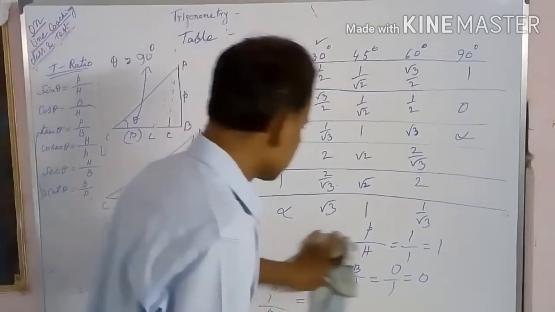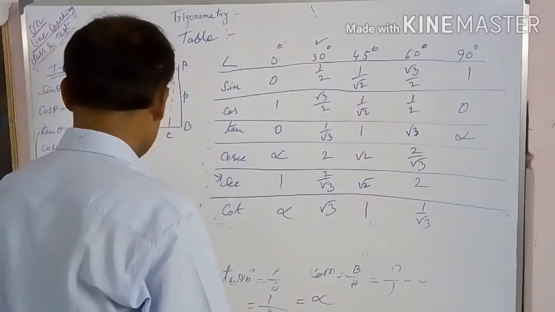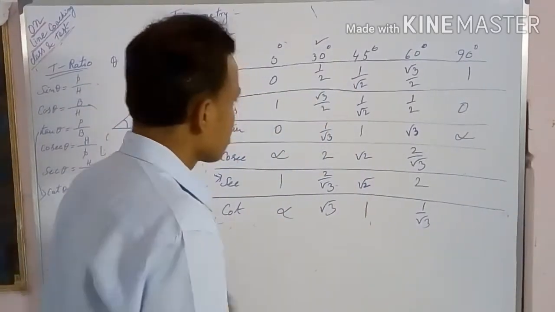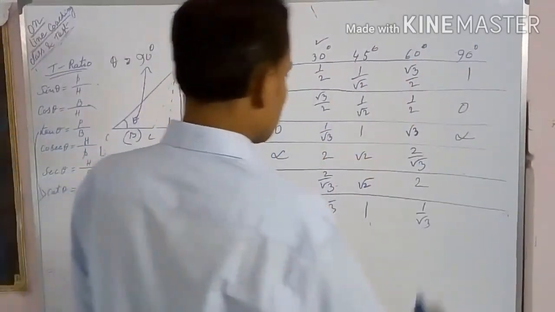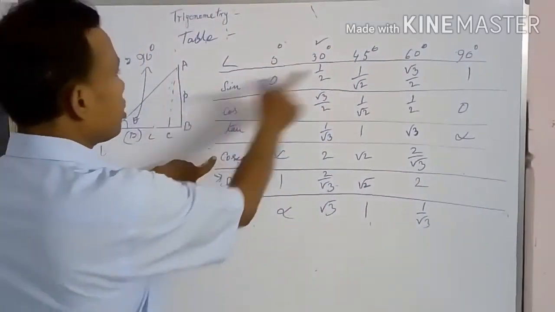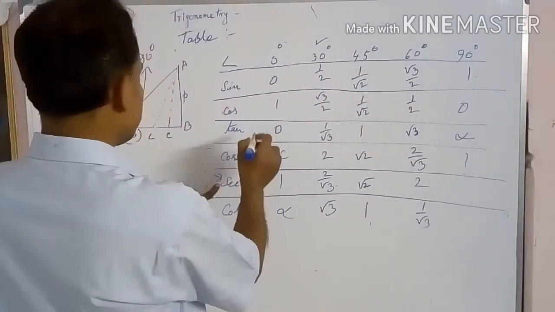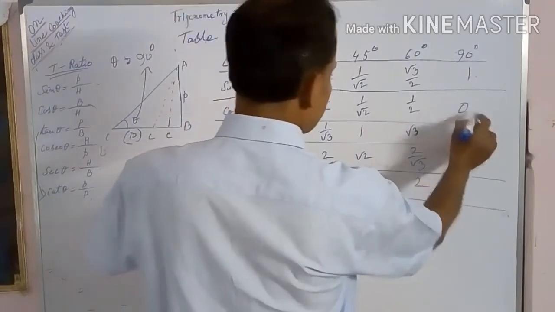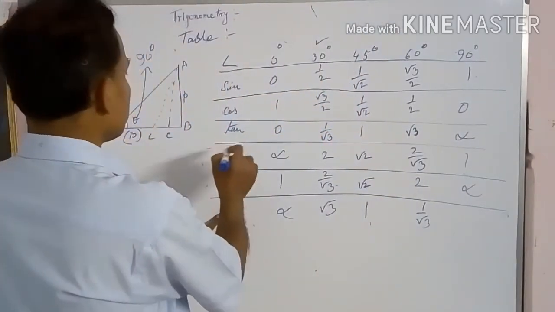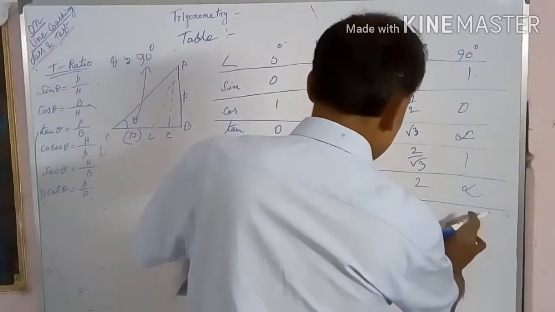Similarly, cosec theta is equal to what? Reciprocal of sin theta, that is 1. Sec theta is equal to what? Reciprocal of 0 is equal to undefined. And cot theta is equal to what? Cot theta is equal to reciprocal of undefined, which is equal to 0. This is a table.